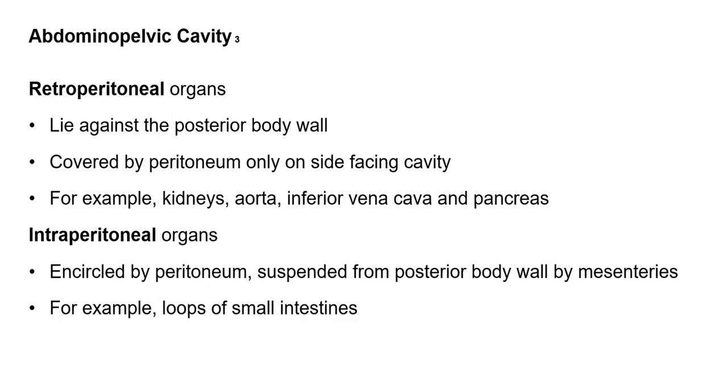A few other terms. Anything that is considered retroperitoneal lies directly against the back or posterior body wall. Anything that is intraperitoneal is surrounded by that peritoneum. It's an organ that you can think of as almost looking like it's floating around inside.